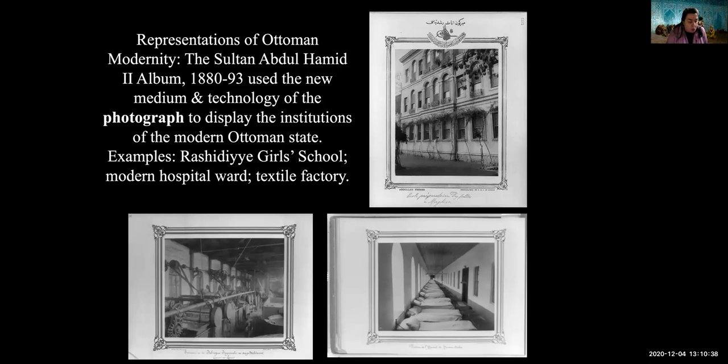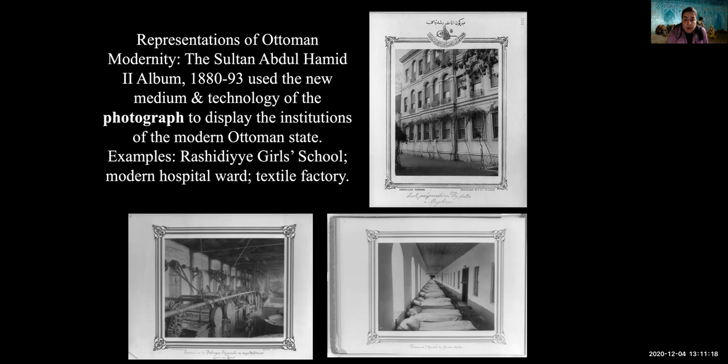The first one that I'm using as an example is a photographic album that was commissioned by the Ottoman palace and by the then governing, ruling Sultan, Abdulhamid II. So it is called the Abdulhamid II album. It was produced between the years 1880 and 93. And it was an album whose many photographs were of the institutions of the Ottoman state.